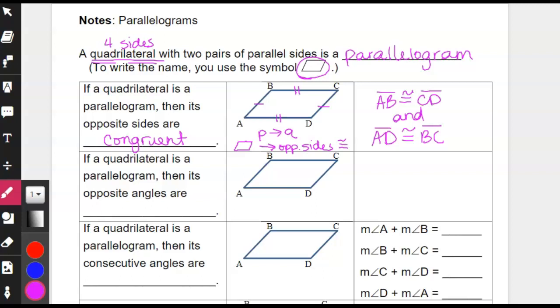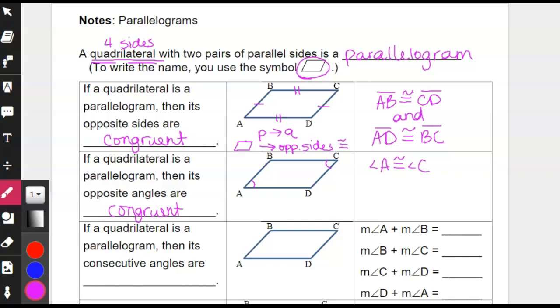Okay, next theorem. It says if a quadrilateral is a parallelogram, so again our picture is a quadrilateral and it's being told to us that it's a parallelogram as well, then its opposite angles, not sides but angles, are congruent. So quadrilateral ABCD is a parallelogram because they told us it was. And then we can make the conclusion that opposite angles are congruent. So angle A and angle C are congruent to each other. So angle A is congruent to angle C.